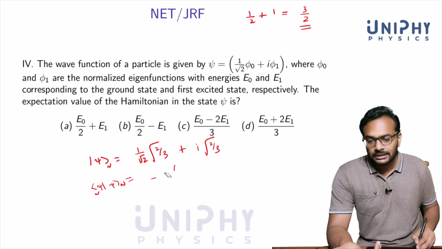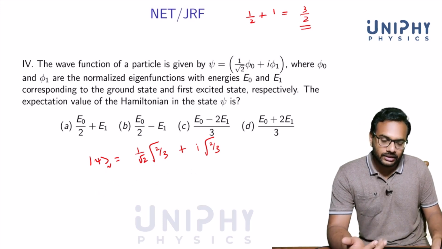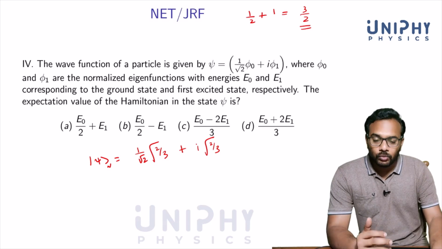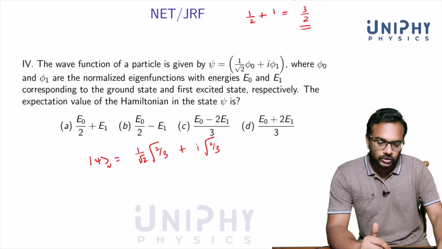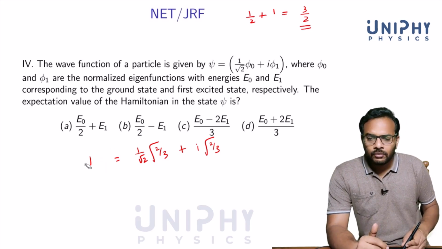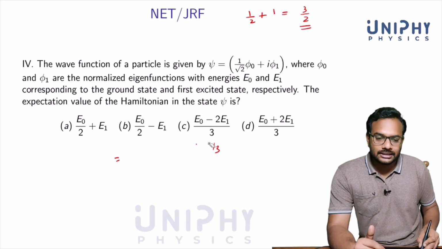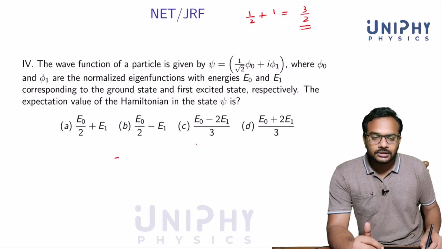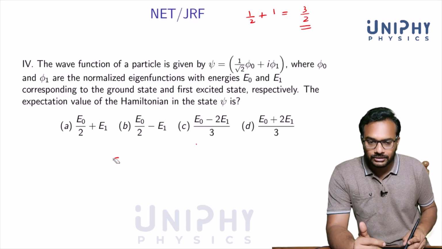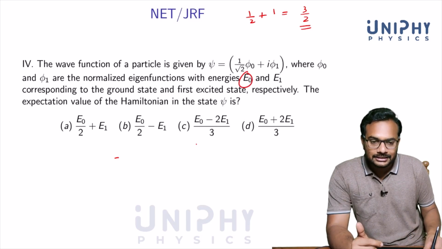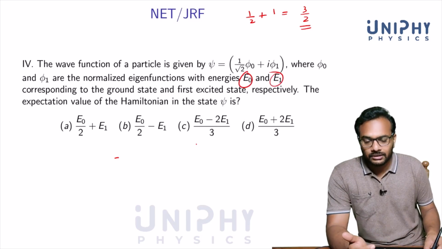So this factor we can say is the normalization factor here. We have to normalize the state. Now once we normalize it, we know how to normalize the state. What's the expectation value of the Hamiltonian in the state psi? That's the question. So how do we find the expectation value? As I said, you take the probability. The energies are given, the probabilities are given.